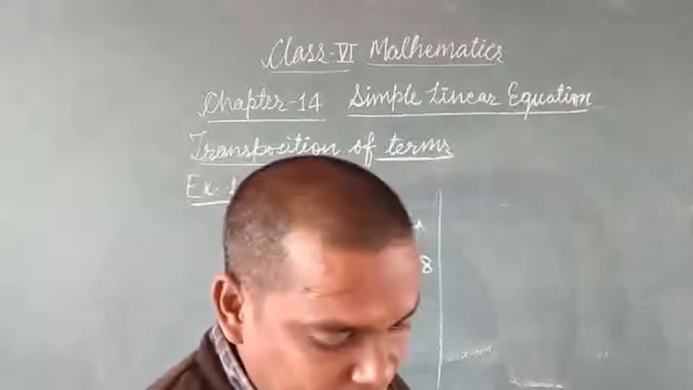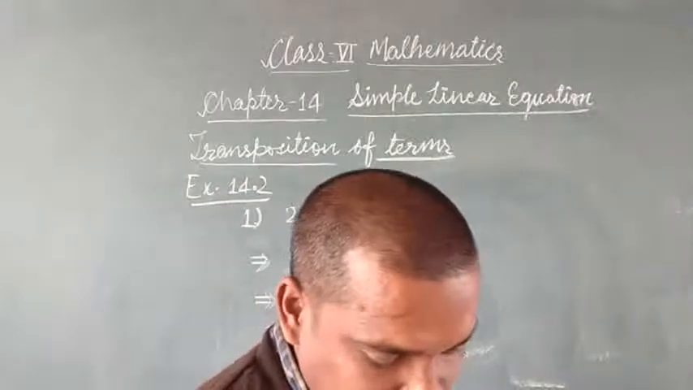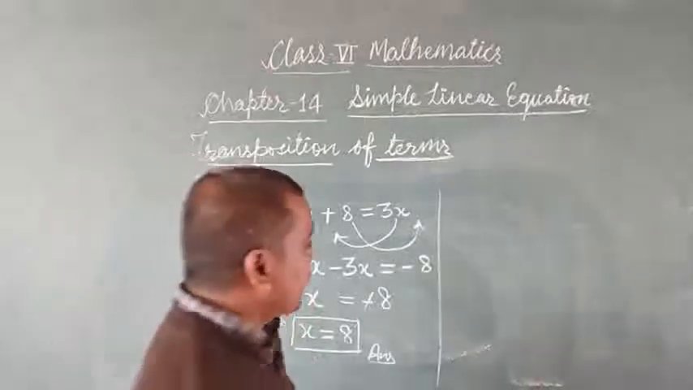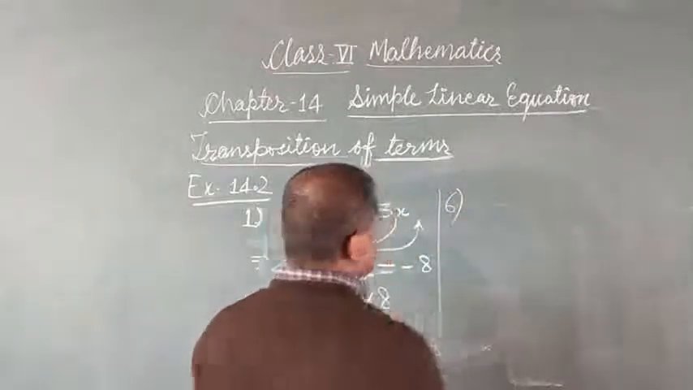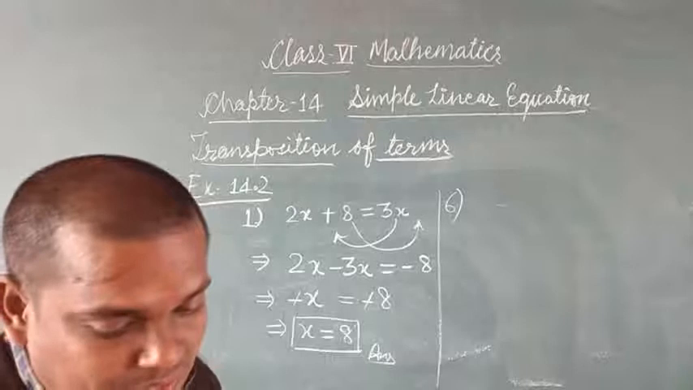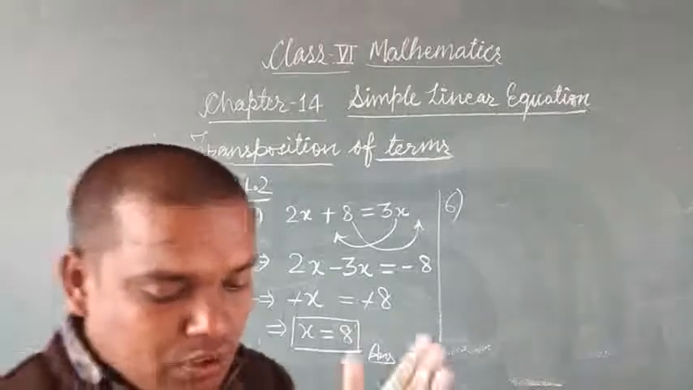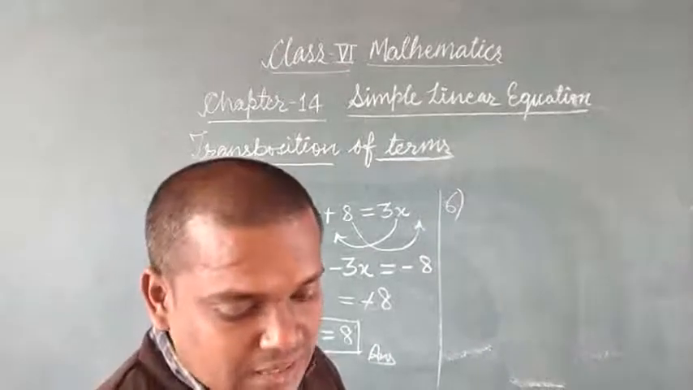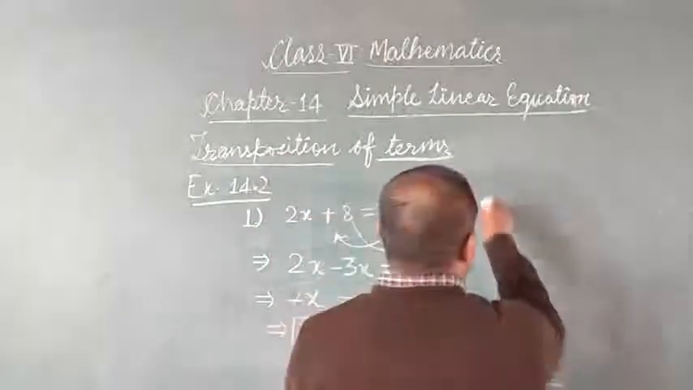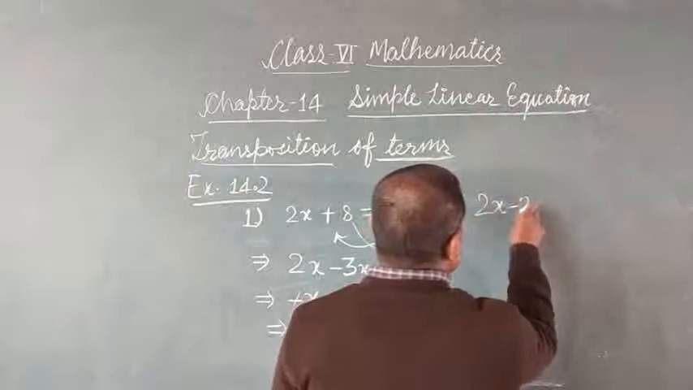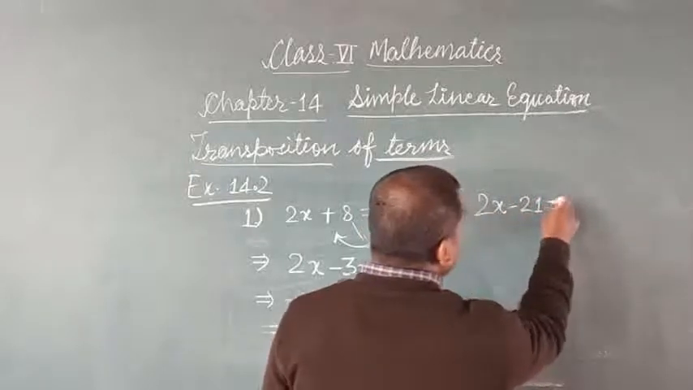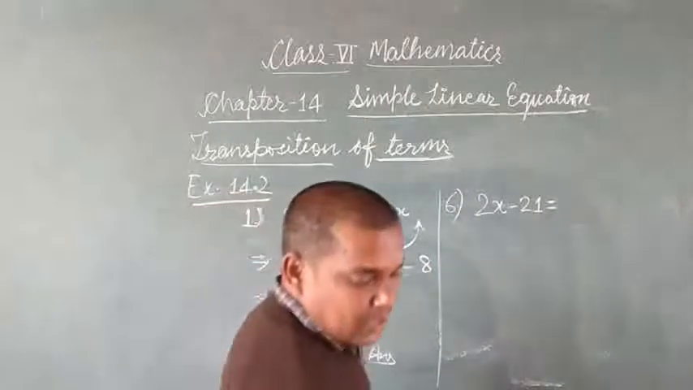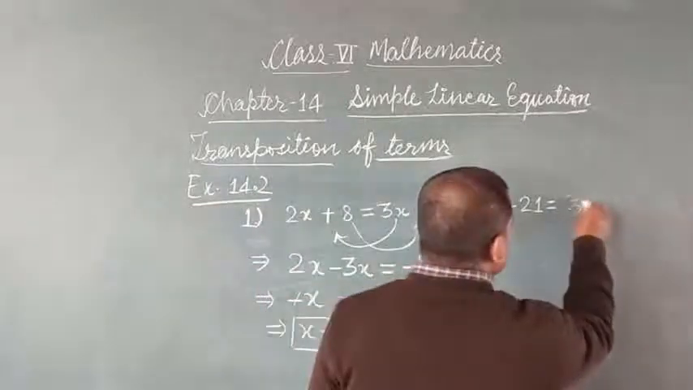You see question number 6. We have the equation 2x minus 21 is equal to 3x minus 32. 2x minus 21 is equal to 3x minus 32.